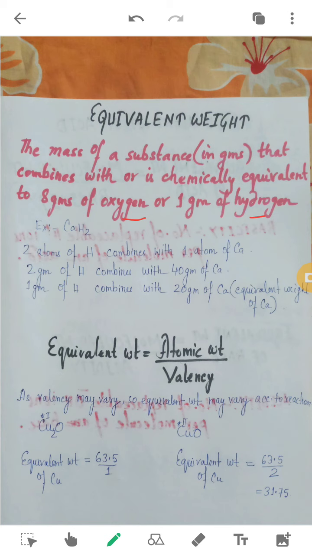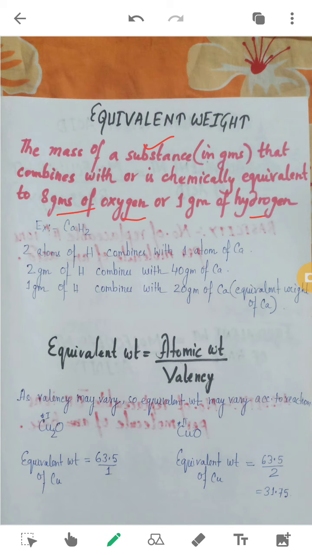So the mass of the substance in grams that combines with or is chemically equivalent to 8 grams of oxygen taken as standard and 1 gram of hydrogen taken as standard, either of one, we will get the equivalent weight of the substance. Let's go for an example to understand it better.